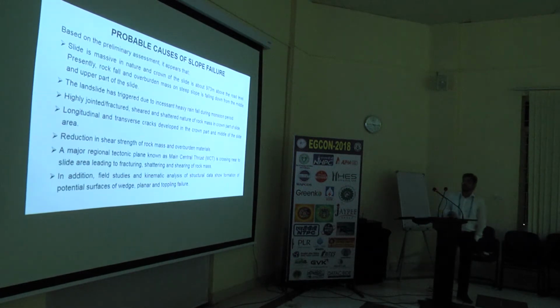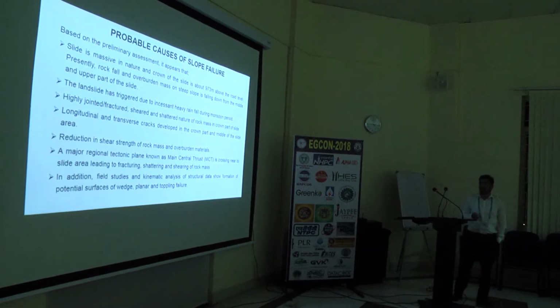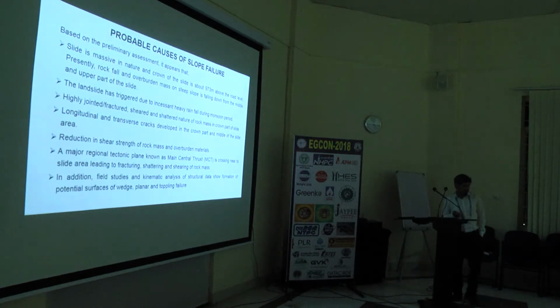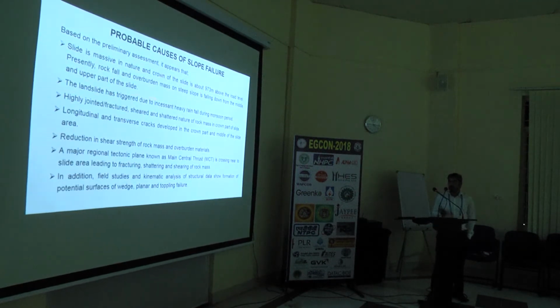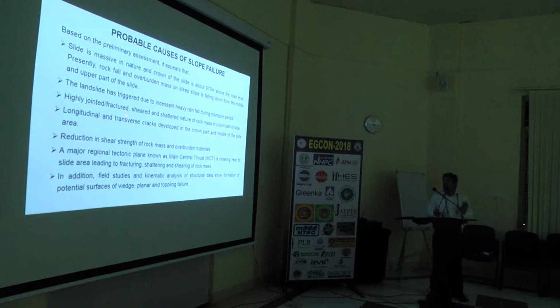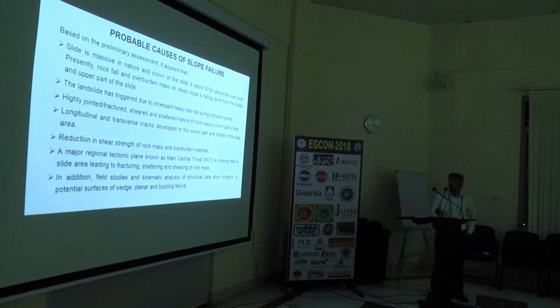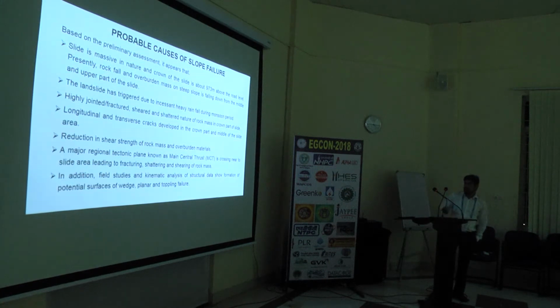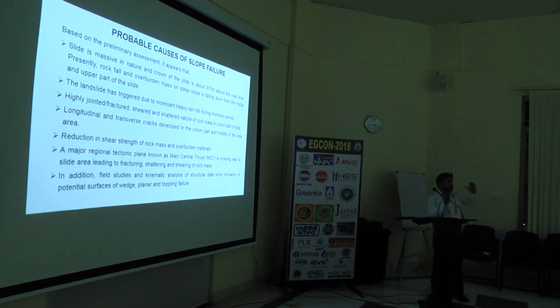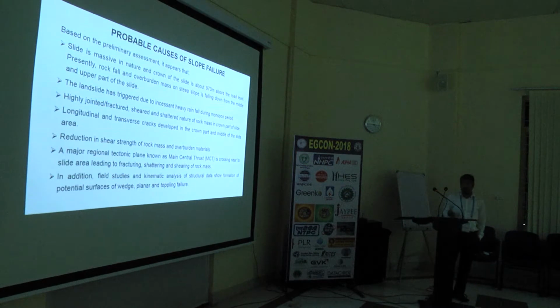Next, the probable causes of slope failure. Basically, the slide is, of course, a massive slide, the length is more than 900 meters, and the rock slope is steep. That is one of the major causes of instability in Himalayan terrain, and the slope is also looking hummocky, which is one of the indications.